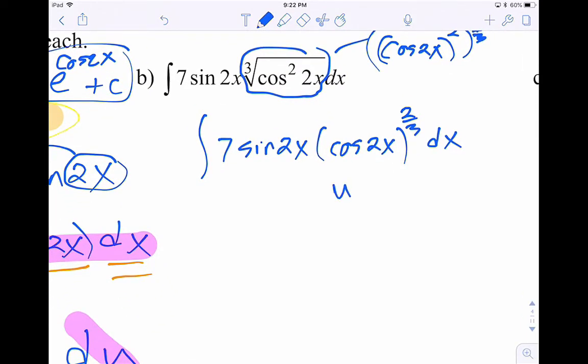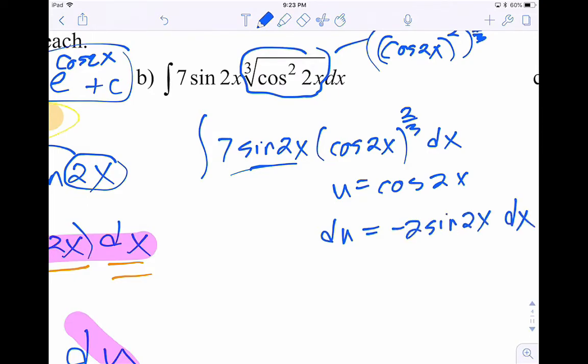The u, again, is cosine 2x. It's an inside function whose derivative, a multiple of its derivative, is right outside. So I got u equals cosine 2x, and then du dx. Sometimes I jump ahead a step and I actually move the dx to the right-hand side first off. So the derivative of cosine is, of course, negative 2 sine 2x. We dealt with this before. I kind of skipped a step in between here, and I just put the dx on the right ahead of time.